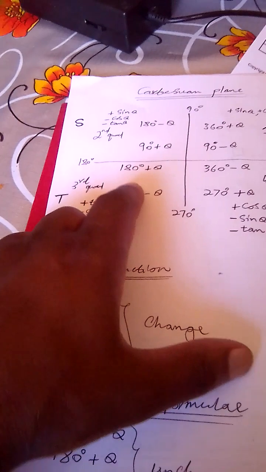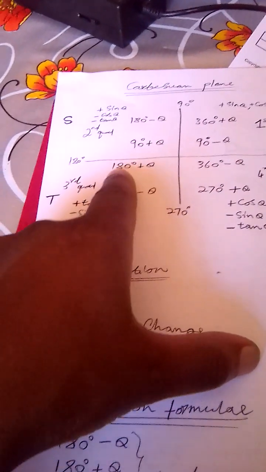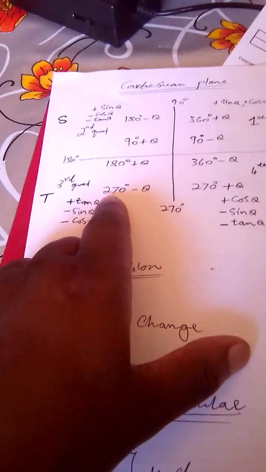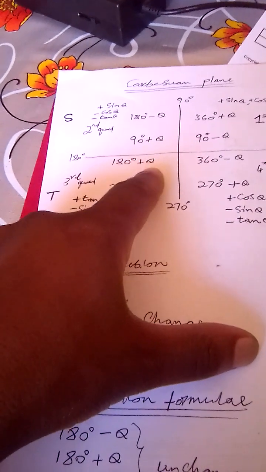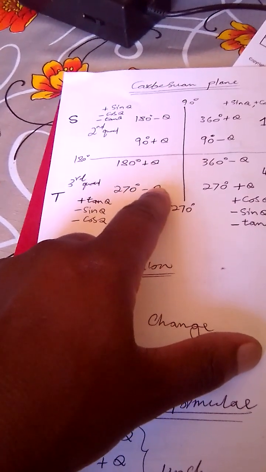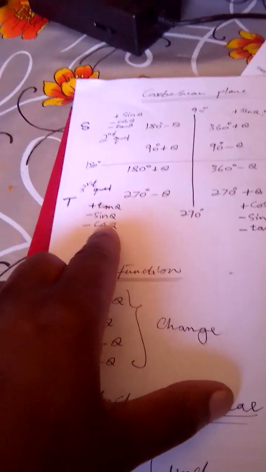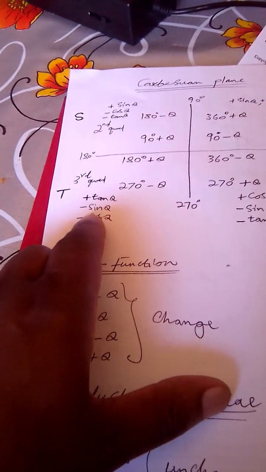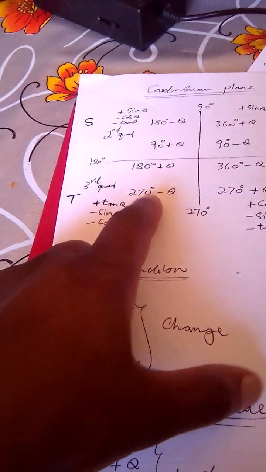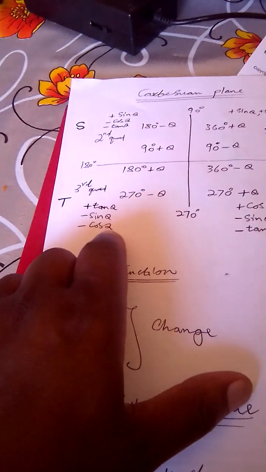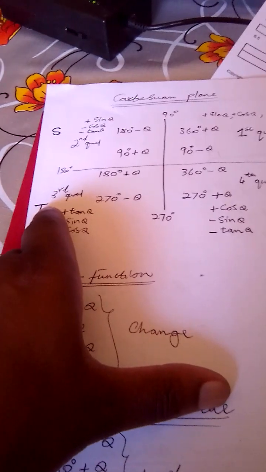Now, let's move on to the third quadrant. In the third quadrant, we have 180 plus theta and 270 minus theta. Now, 180 plus theta and 270 minus theta are in the third quadrant. In the third quadrant, tan is positive, sine is negative, and cos is negative. It means that sine and cos are negative, and tan is positive. That's why we represent it by T.